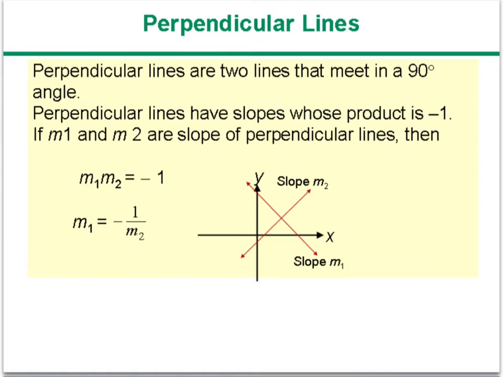Perpendicular lines then are lines that intersect specifically at a 90-degree angle. If I take the slope of one line and multiply it by the slope of the other line, if their product is -1, then those two lines are perpendicular.